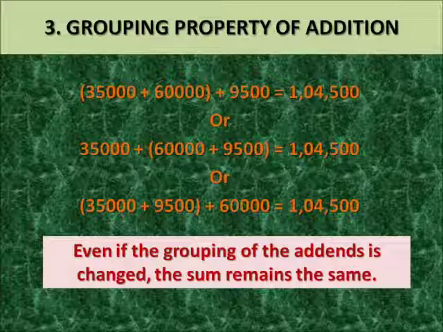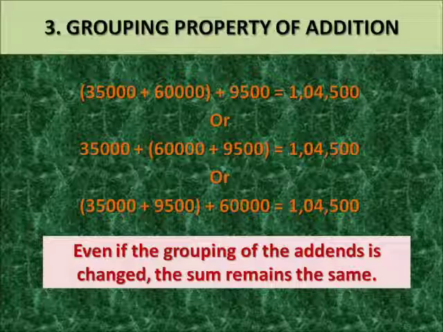Now, in second case, let us see what answer we will get if we add 60,000 and 9,500 first. We get 60,000 plus 9,500 is equal to 69,500. And 35,000 plus 69,500 gives the final answer, that is 1,04,500.